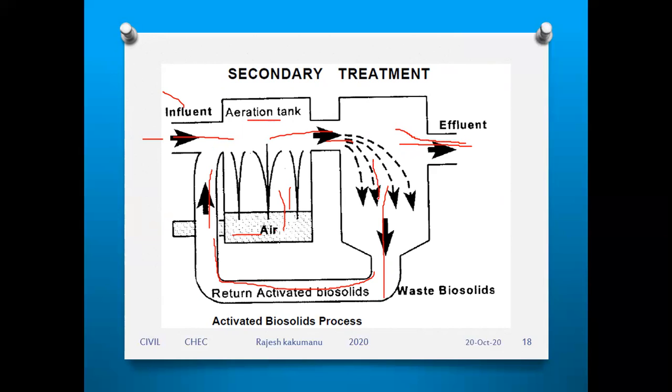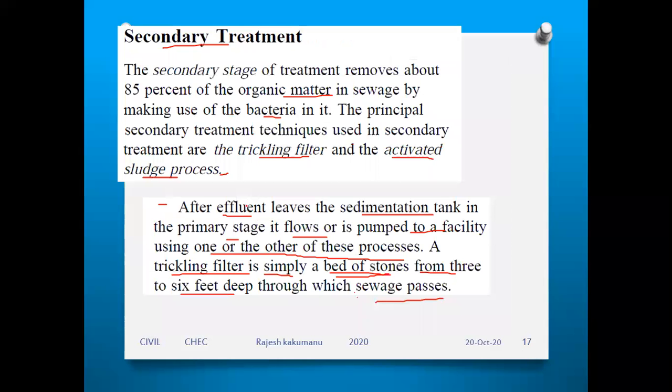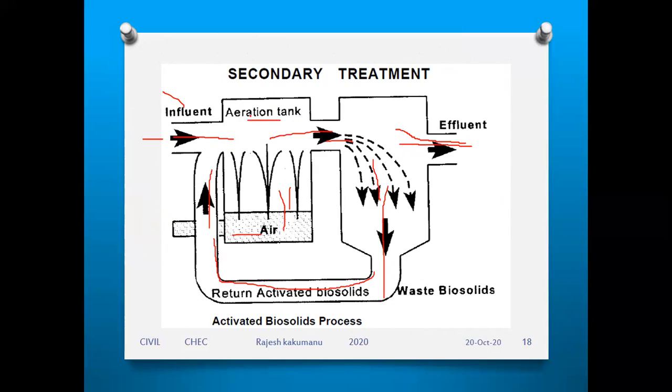So in the secondary treatment process, what happens? These recycling stages take place and remove 85% of the organic matter by introducing an aeration tank with bacteria. So this is the activated sludge secondary treatment process. In this way goes the simple line diagram of the secondary treatment process, right?